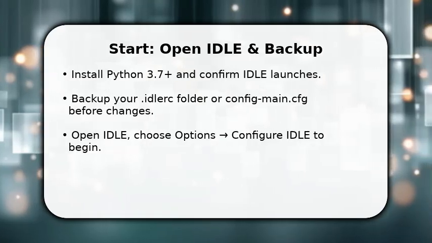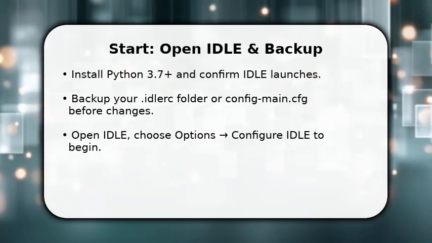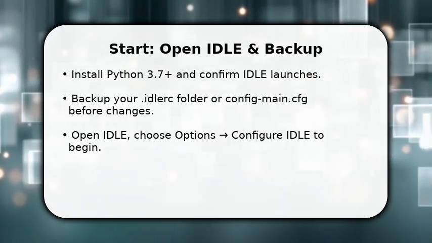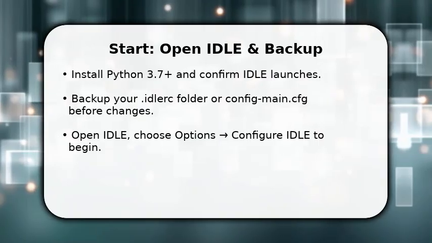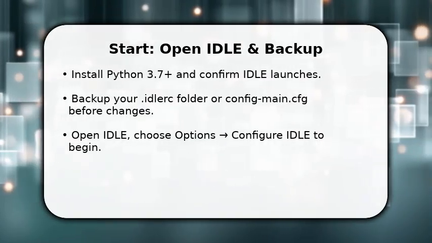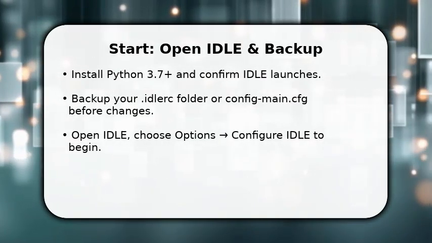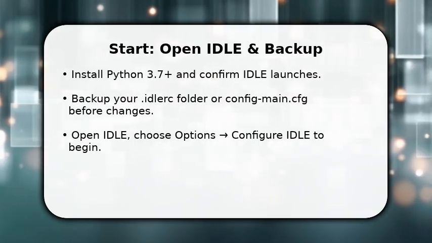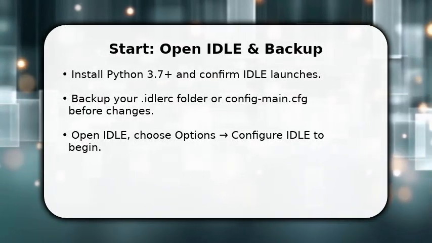You start by launching IDLE and making a quick backup of the .idlerc folder. This protects your settings. Once done, open Options, then Configure IDLE. This is where themes live. Make sure you are in the Highlights tab so you can change colors immediately. You don't need extra packages yet.